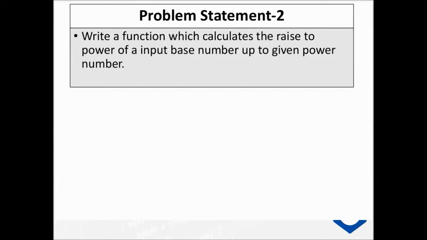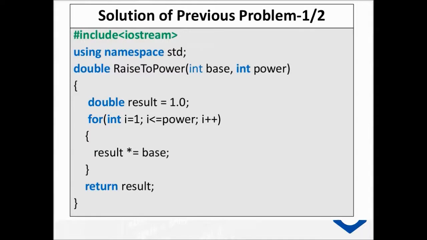So in this problem statement we want to write a function which calculates the raised to power of an input base number up to a given power number. First of all we declare our function and we name it raised to power. If we want to calculate the power of any number, then we use two variables, int base and int power.